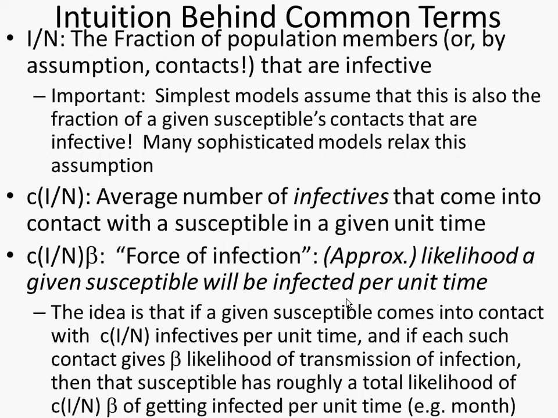What would I over N represent? That's infected, right? The fraction that's infected. The fraction that you have to worry about being around, right? Okay. How about C times I over N?